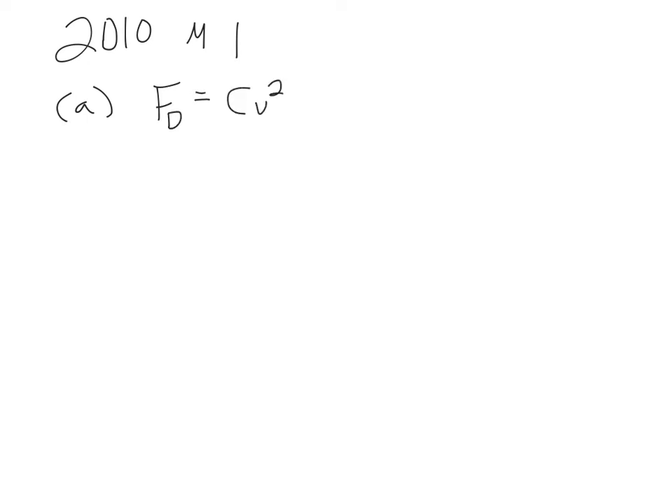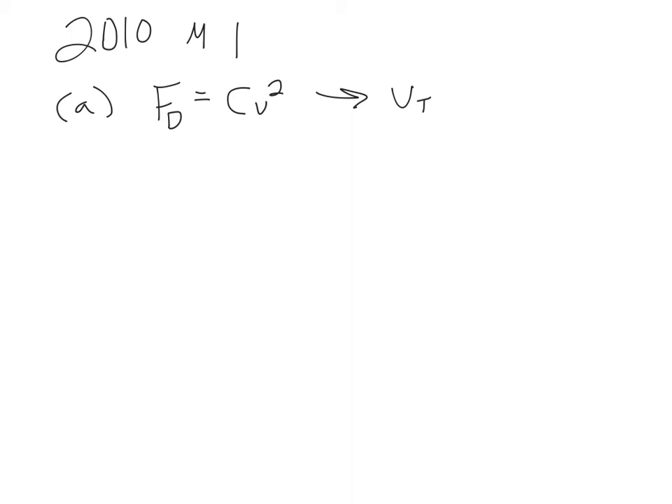Alright, this is 2010, number 1. Based off of this question, it looks like it's a typical drag question. In part A, they said that the drag force on an object is represented by CV squared, where C is just some constant, and they want us to figure out what is the terminal speed.